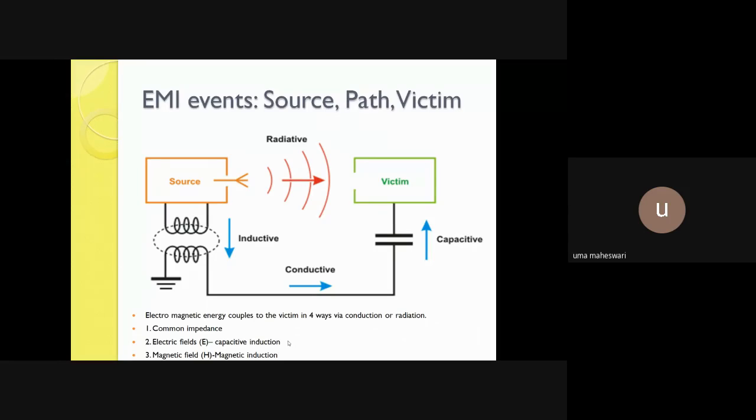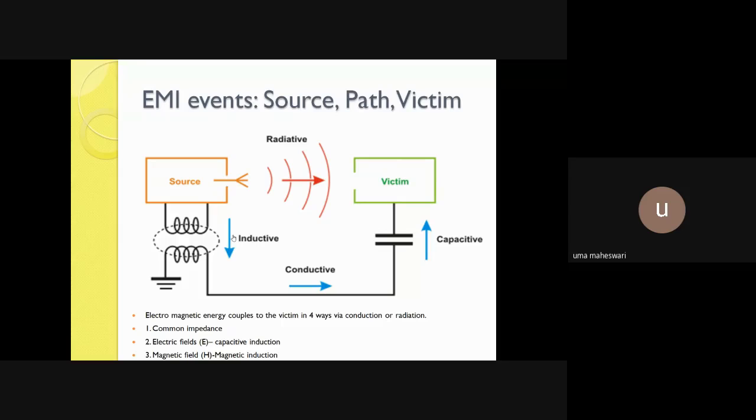So this slide explains the main events of the EMI issues. The thing is, there are three main parts of the EMI events: the source and the victim, and in between, the transmission path. The transmission path can be either conductive or radiative. On the conductive side, there are four ways coupling can happen. One is common impedance, that is low impedance level, then through the electric fields, that is capacitive induction, through the magnetic induction, and both the electromagnetic waves. So radiation can happen in the air.